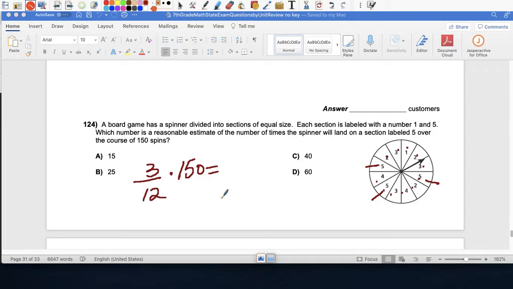So 3 over 12 is 1/4, and 1/4 of 150 is 37.5. So approximately 40 out of the next 150, you can expect it to land on 5. Expect doesn't mean it will happen.